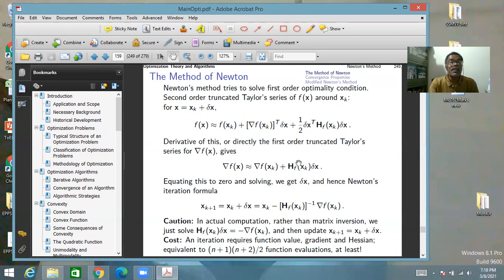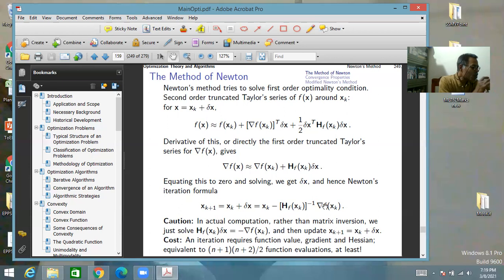And we are out to solve grad f equal to 0. So as you equate this to 0, you can solve for delta x. That is minus grad f pre-multiplied with Hessian inverse. Okay. So that delta x you add to the xk. So you get xk minus Hessian inverse grad f.